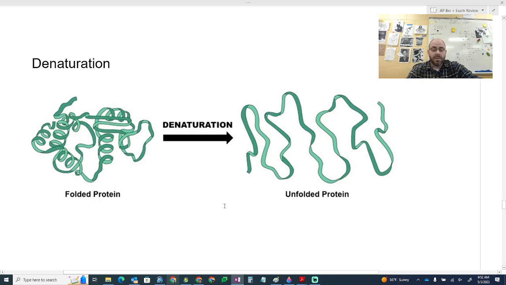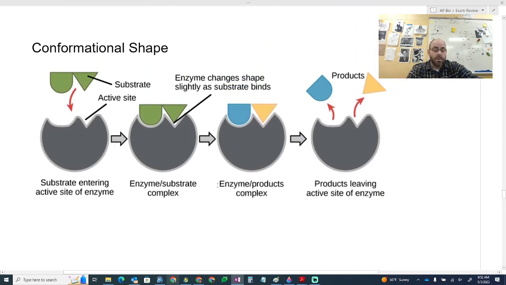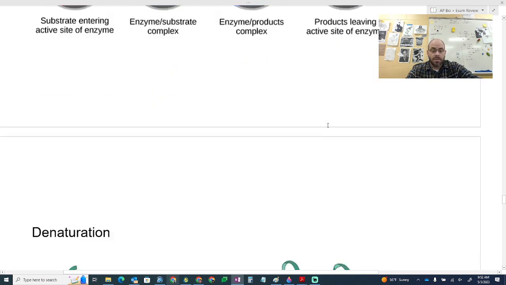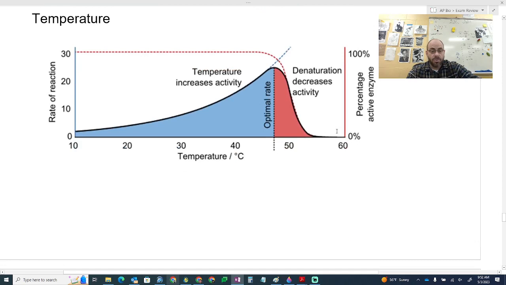There are different things that will denature a protein. Remember, we talked about how most enzymes are proteins, and this enzyme requires this shape to do this function, right? And so if you take away the shape, you take away the function. There are several things that can cause a protein to denature. Let's talk about those. Temperature is one of them.